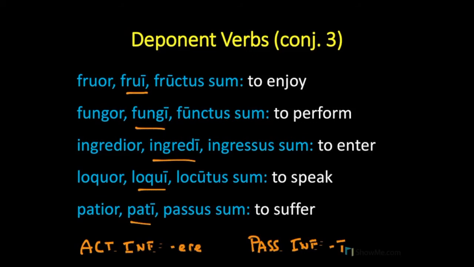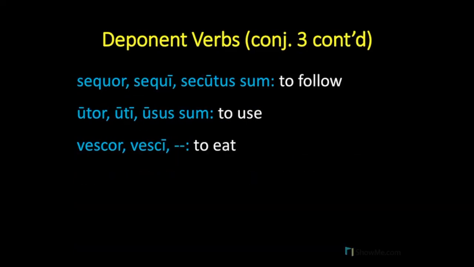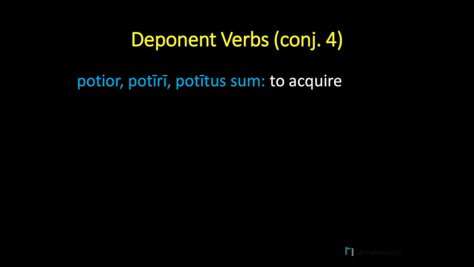And again, the third principal part is the participle plus sum. Here's a continuation of third conjugation deponent verbs. We also have sequor, to follow, utor, to use, and vescor, to eat. Notice how these follow the same pattern: R in the first principal part, a long I as the infinitive, and a third principal part with the participle plus sum. And there is one fourth conjugation deponent verb that we'll look at today: potior, which means to acquire. Again, notice how it ends in an R for the first principal part. Potiri gives us the infinitive, and potitus sum is the perfect participle plus the verb to be, sum.